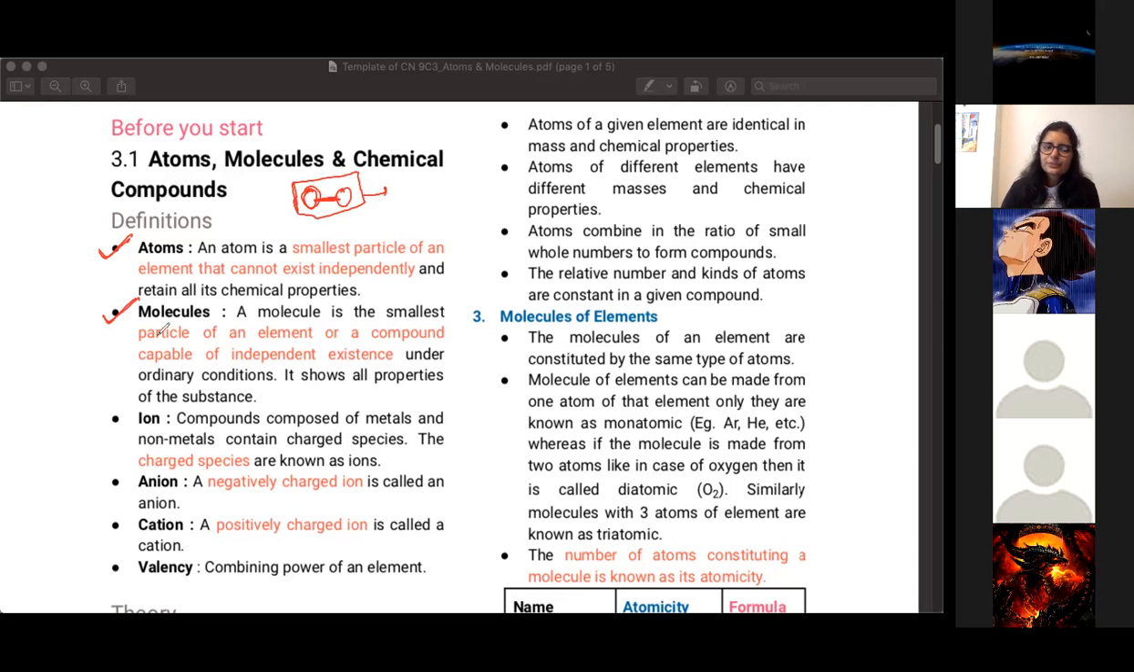Okay. So a molecule is the smallest particle of an element or a compound capable of independent existence. So not all atoms can exist independently. The reason for that we'll see when we study atoms. But molecules can exist independently. They're capable of independent existence under ordinary conditions, so they show all the properties of the substance. Molecules are formed when atoms are chemically combined with each other, or when they form a chemical bond between them.